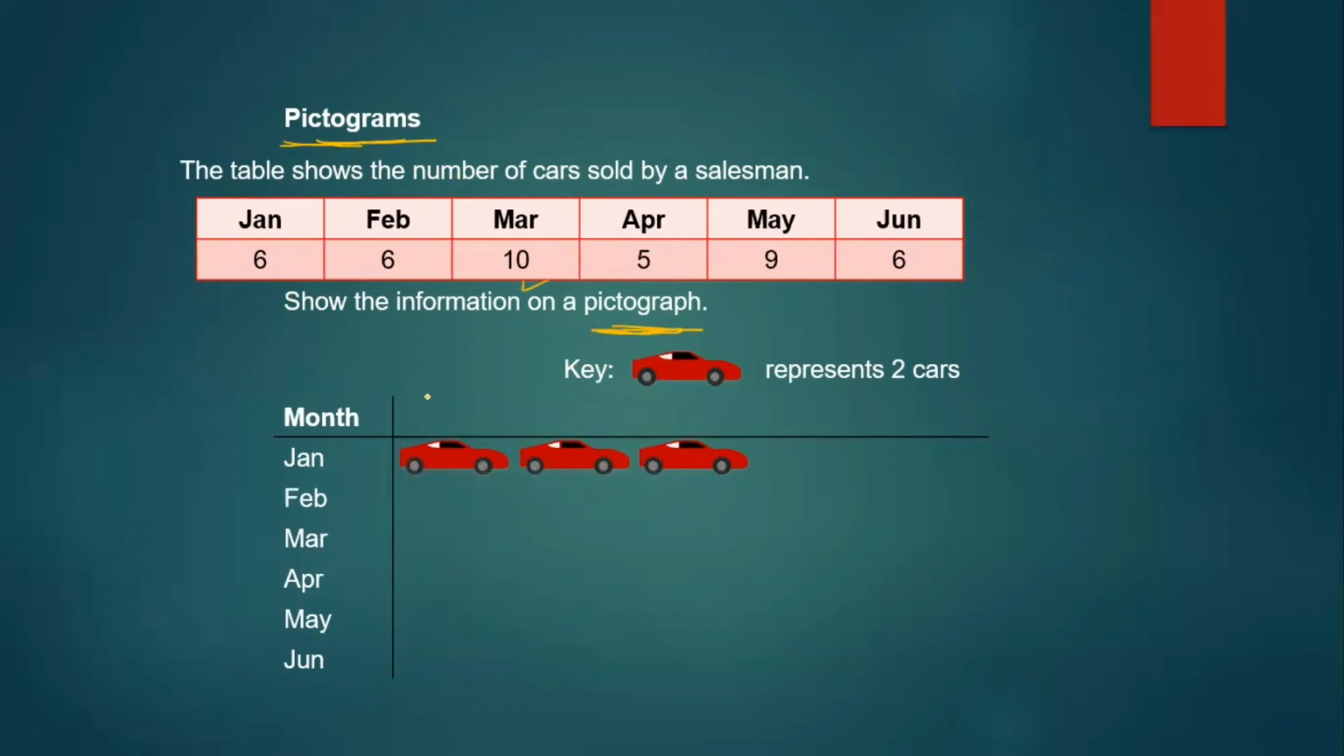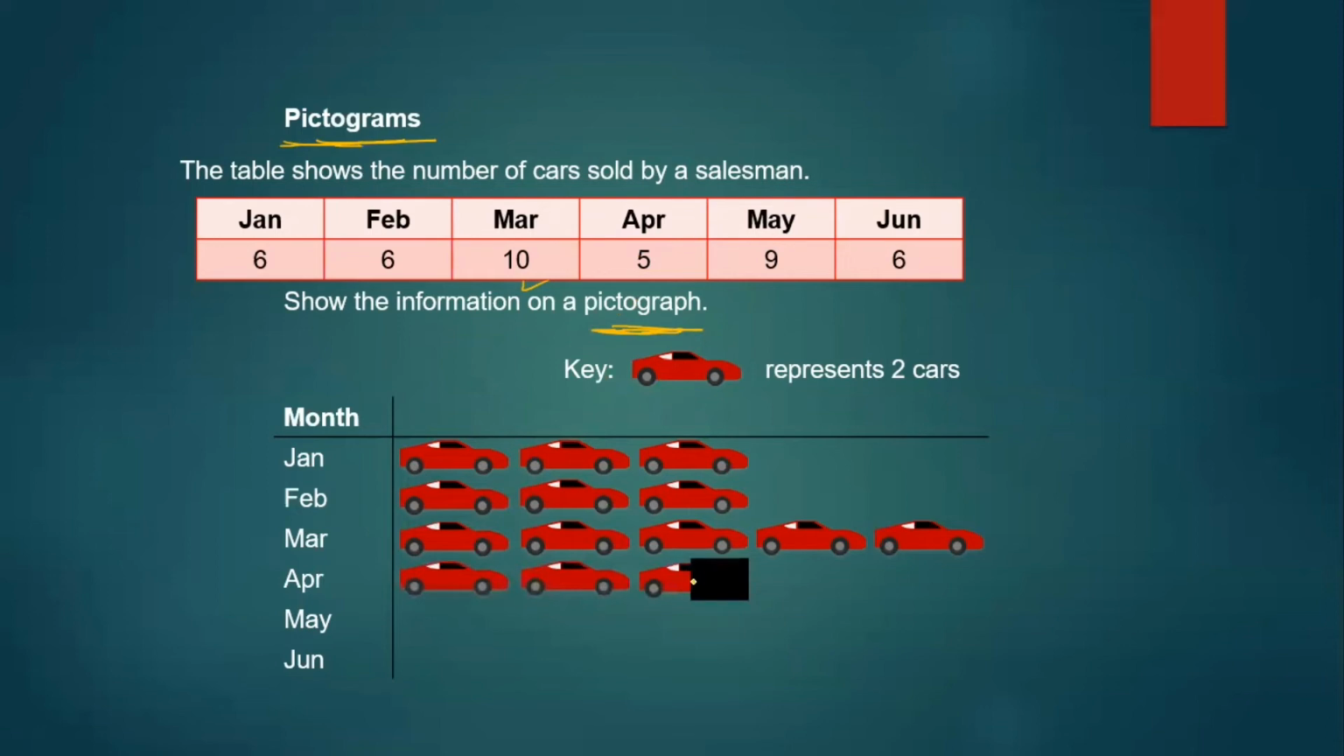For February again, it is 6, so we'll be showing 3 cars. For March, it is 10, so we'll show 5 cars: 1, 2, 3, 4, 5. And for April, it is 5, so we'll be showing 2.5. So we'll draw the half picture of a car over here.